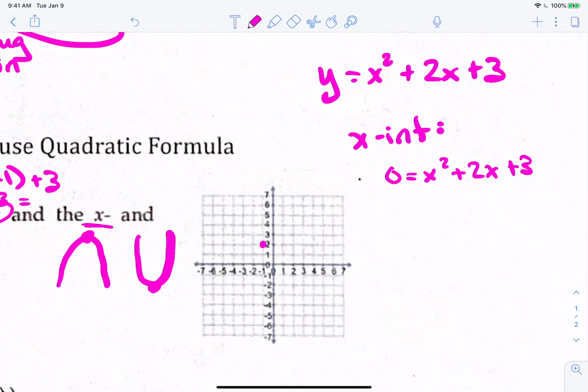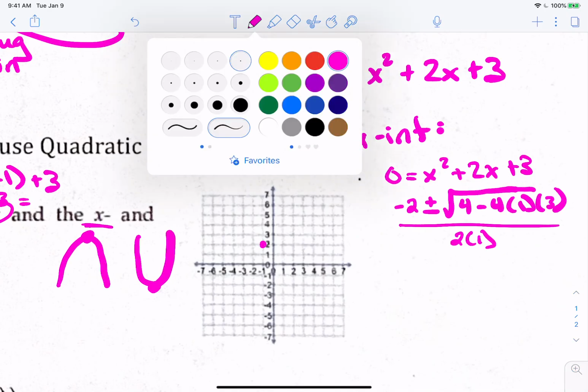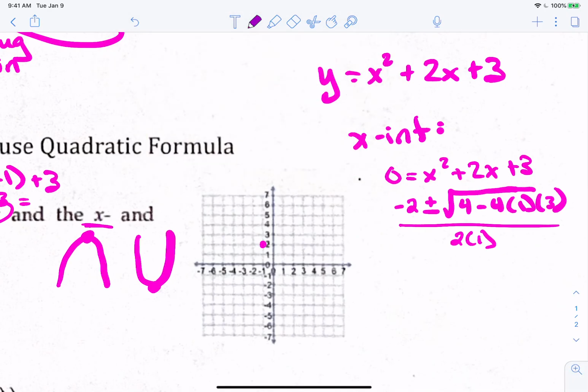Quadratic formula. Okay? Negative b is negative 2 plus minus square root b squared is going to be 4 minus 4 times 1 times 3, all over 2 times 1. Before we get going too far, let's get the inside of that square root figured out. 4 minus 4 times 1 times 3. What's 4 times 1 times 3? 12. This says 4 minus 12, which is?